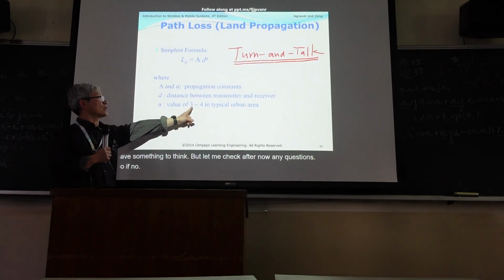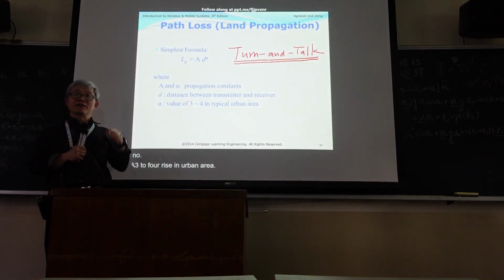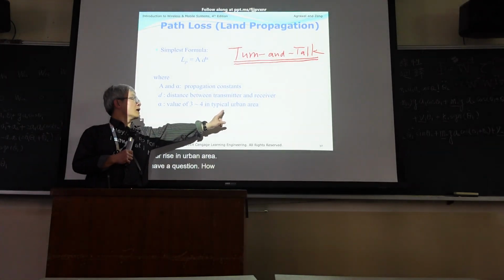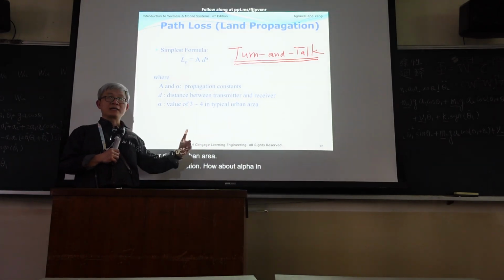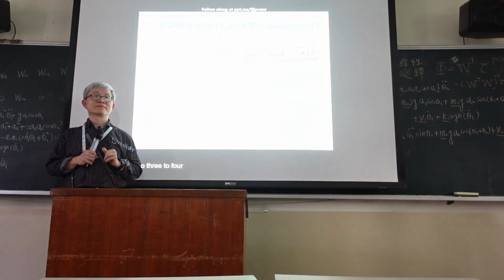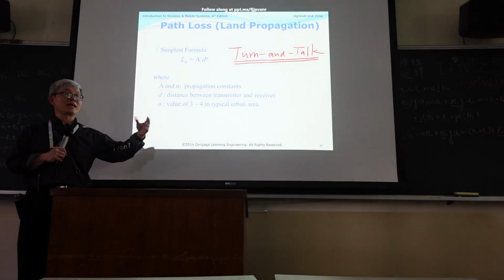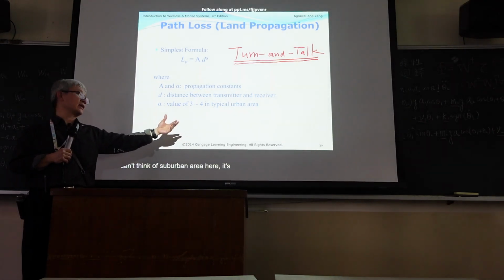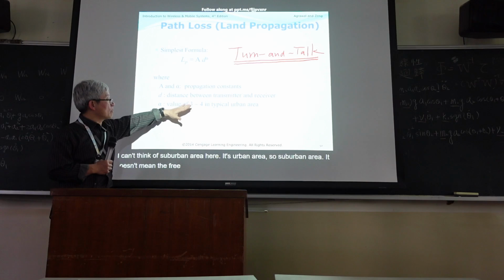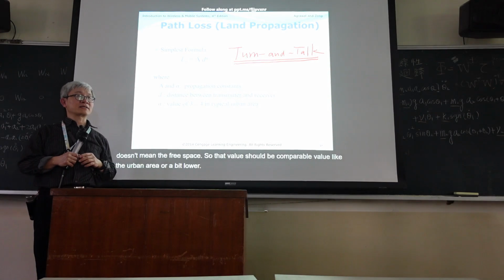here, alpha is 3 to 4, right, in an urban area. And so then I have a question. How about alpha in a suburban area? Similar to 3 to 4 or lower? I can't call it a suburban area free space. Here it's an urban area, so a suburban area doesn't mean free space. So that value should be comparable to the urban area or a bit lower. You try to guess.